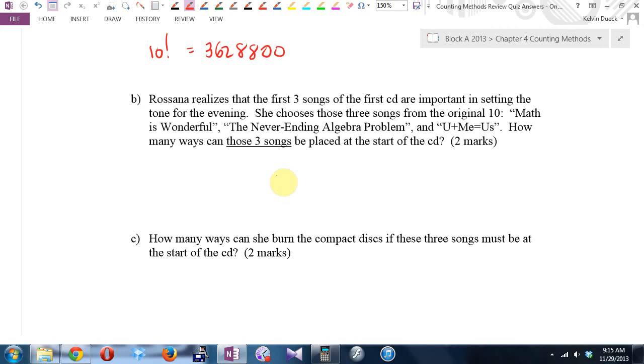How many ways can those 3 songs, just those 3 songs? 6 different ways.